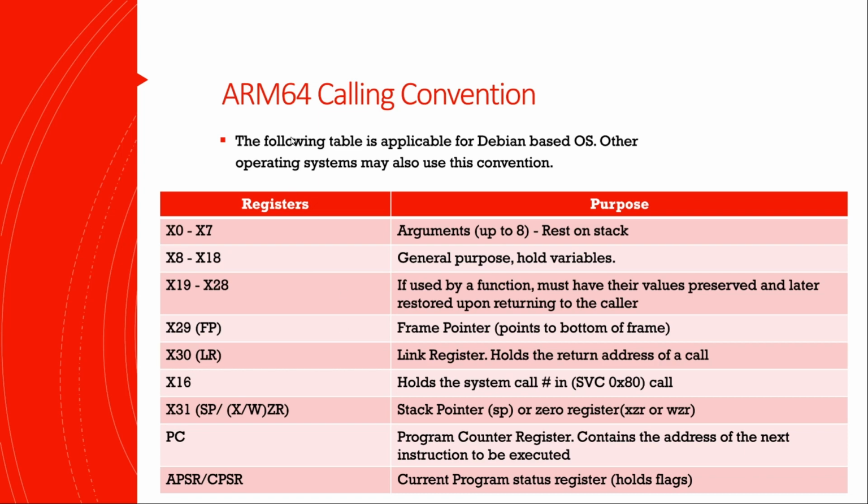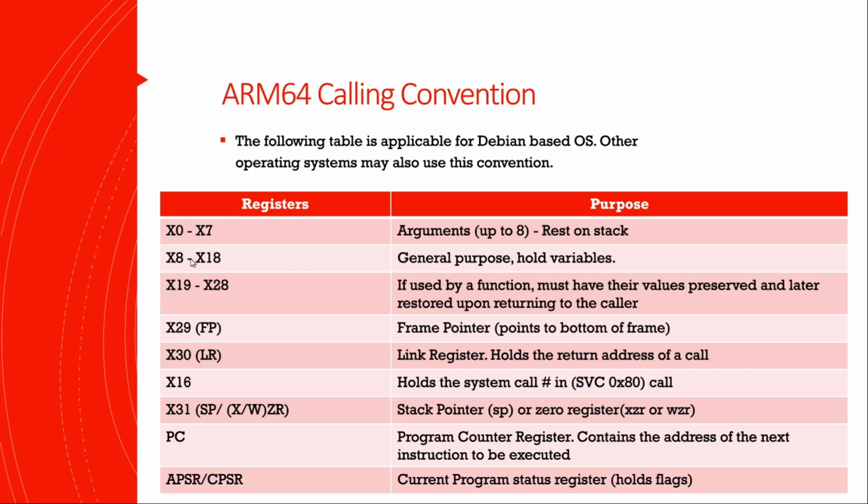Then let's come to the most important part of any architecture, which is the calling convention. In this particular case I have this table, which is applicable for Debian based operating systems like Linux, on which Android runs. So firstly we have the X0 to X7 registers. These are general purpose registers used mainly for holding the parameters which are passed to the function. In case any function requires more than 8 parameters, the rest of the parameters will be stored on the stack.